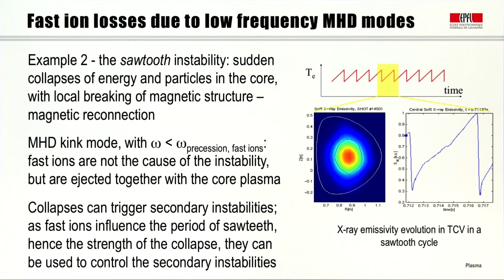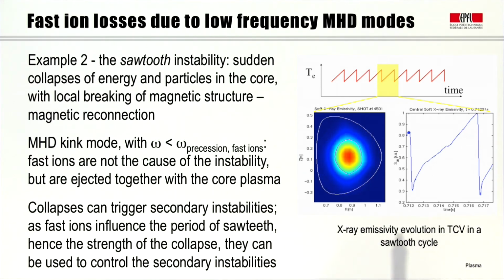When the collapse occurs, in fact, there is a local breaking of the magnetic structure, just like happens in the geomagnetic tail, in a phenomenon you have seen in other lectures in this course called magnetic reconnection. This is again linked to an MHD instability of the kink type, which we have illustrated to you in previous lectures. But the frequency is even smaller than the precession frequency for the fast ions. So this is not really a resonantly driven instability in the sense of a wave-particle resonance with the fast ions. Nevertheless, the fast ions are affected by the instability because they are ejected together with parts of the core plasma.